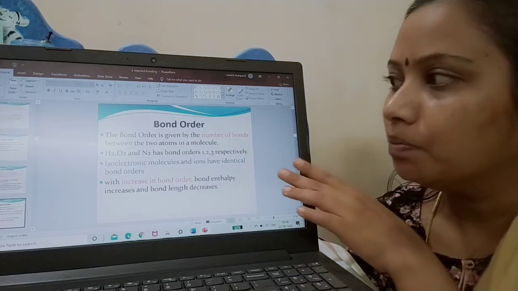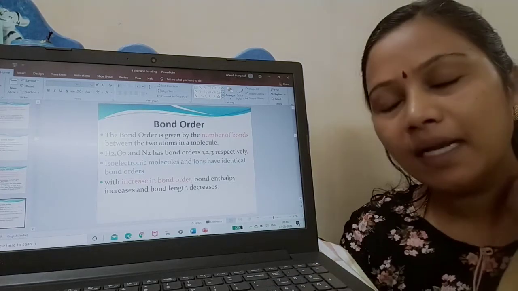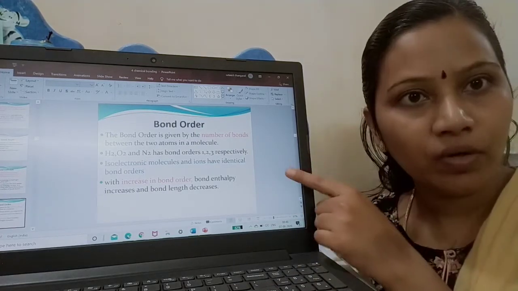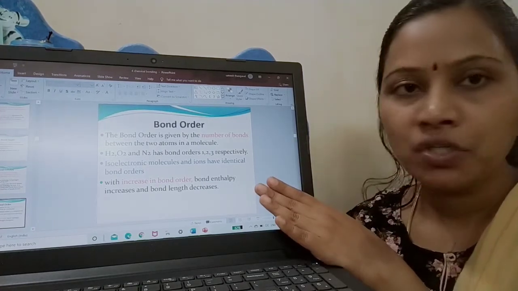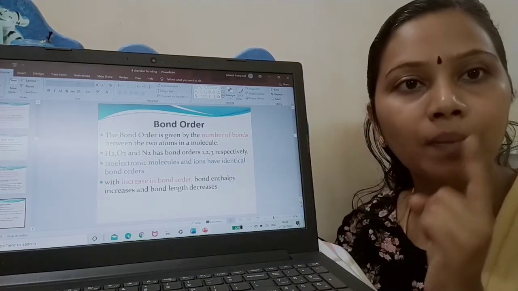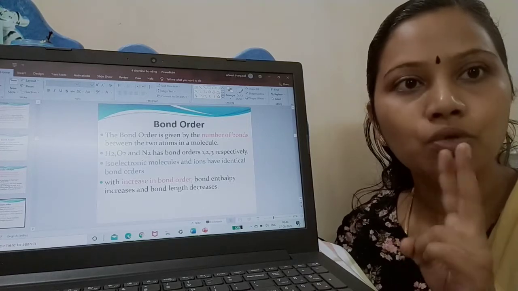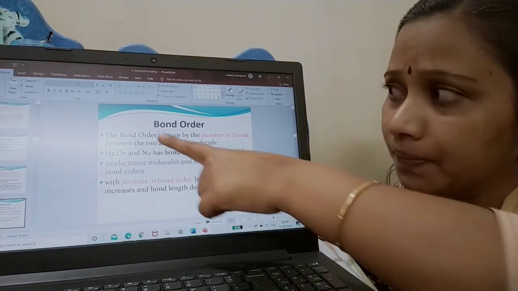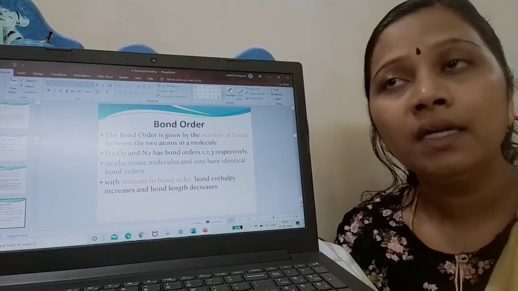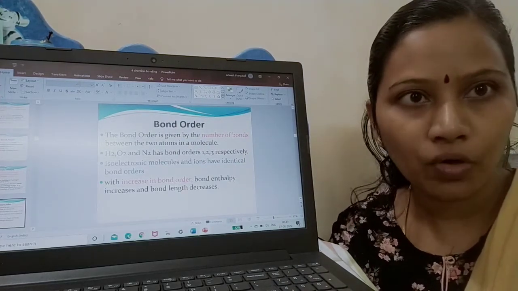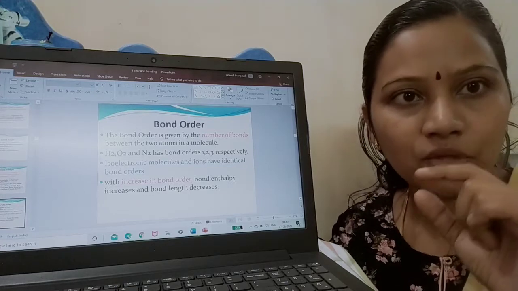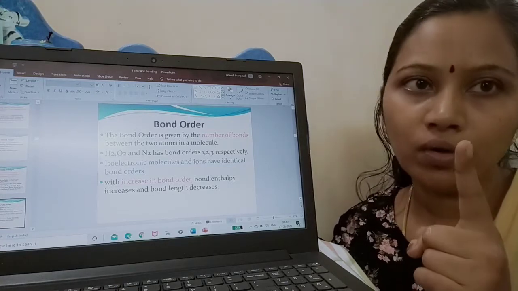Now, what is bond order? We have already discussed bond order. This is the proper definition: it is nothing but the number of bonds present between two atoms in a molecule. This is called bond order. Now you can tell me an example. In a hydrogen molecule, what is the bond order? Two hydrogen atoms are held together by one bond, so the bond order is 1.